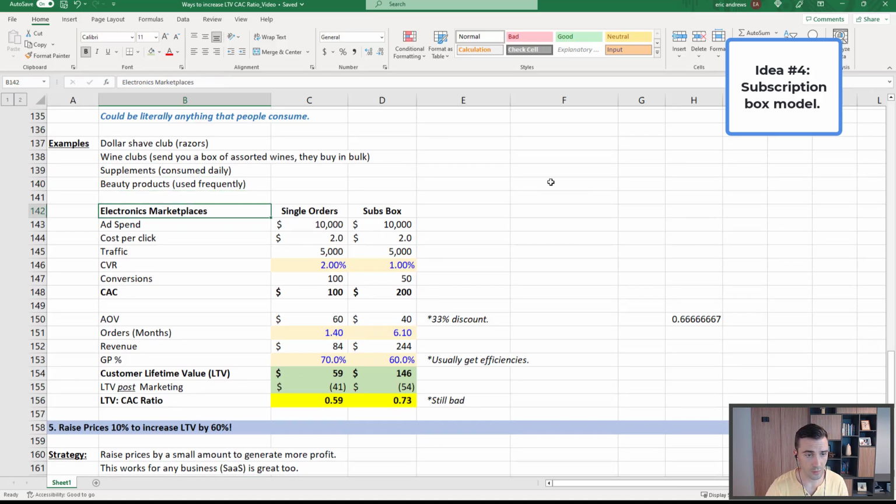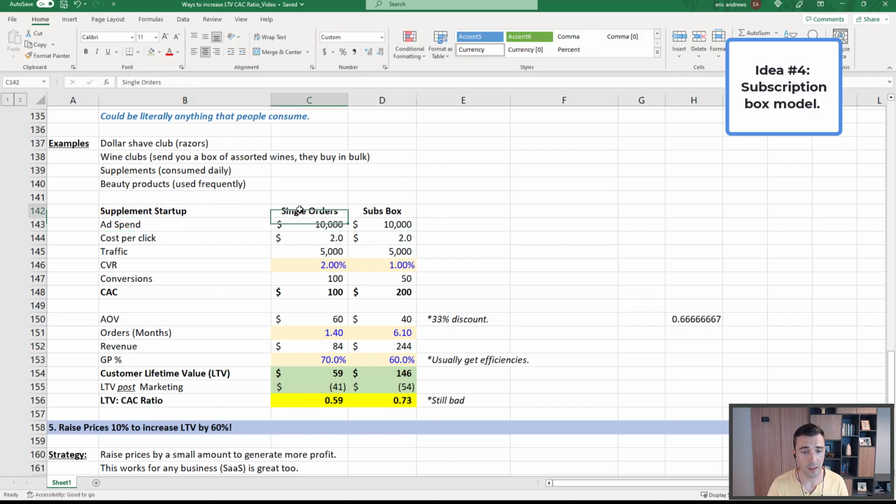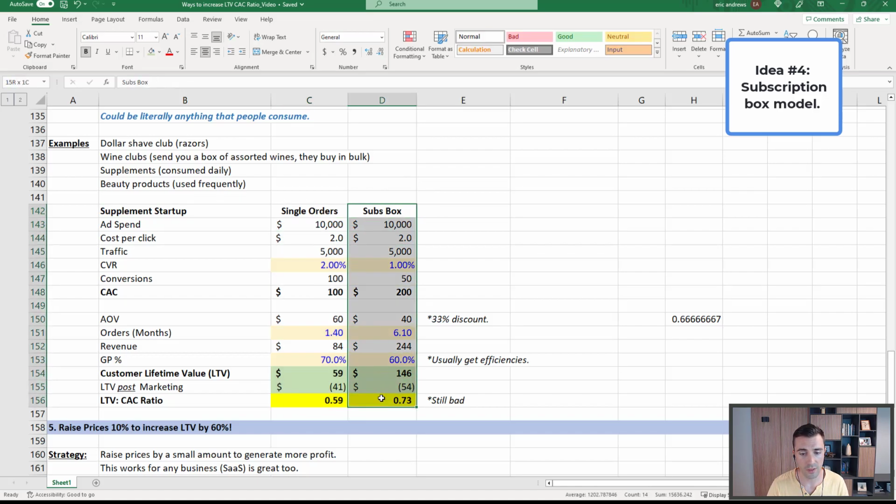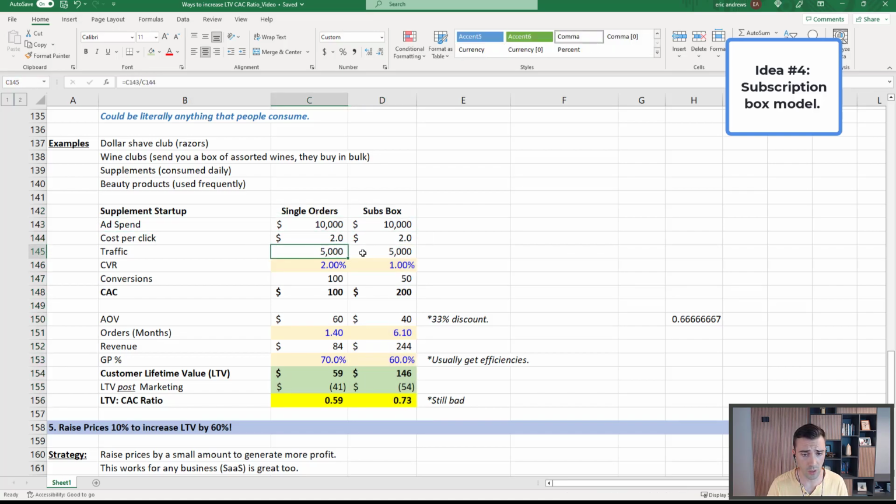So let's see here. This is not an electronic marketplace. This is a supplements startup. So some kind of supplement. For this company, they have people who are making single orders, and then you have people who are on the subscription box plan.